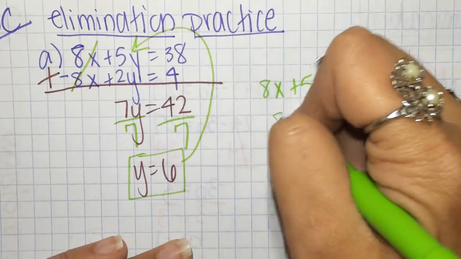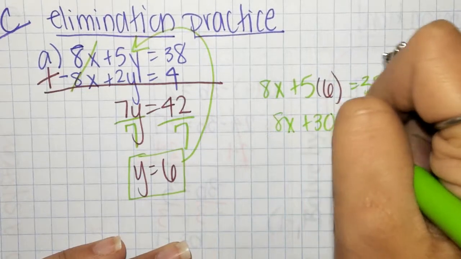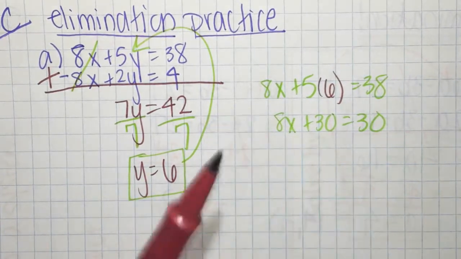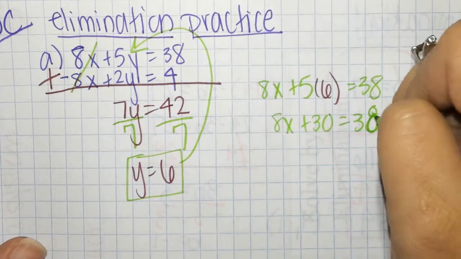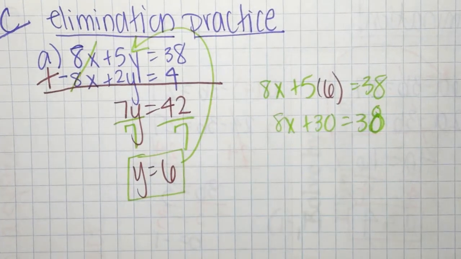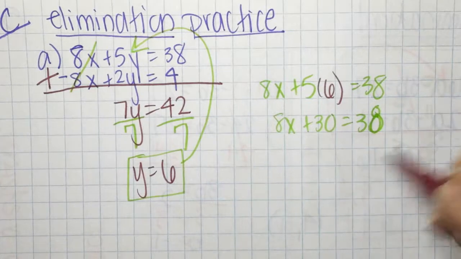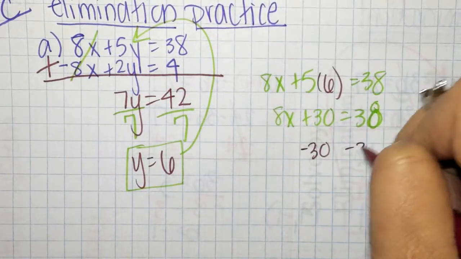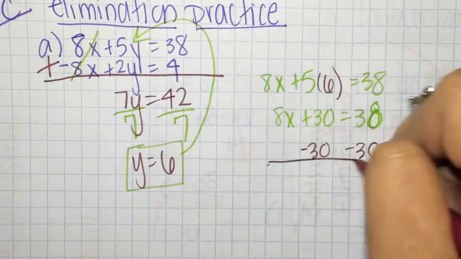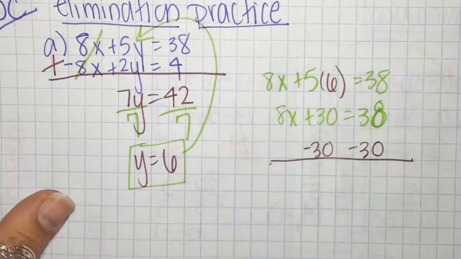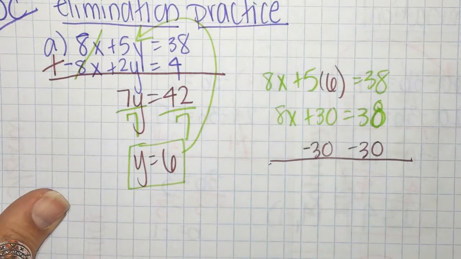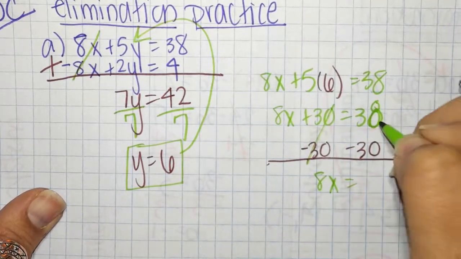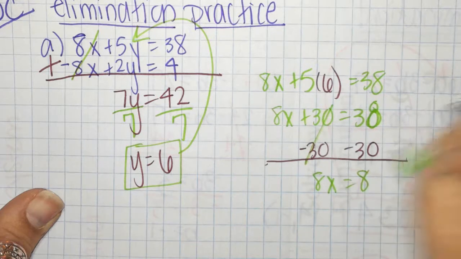5 times 6 is 30. So we have 8x plus 30 equals 38. Oh, I need to write an 8. I wrote a 0. Now, from here, do I add 30 or subtract 30? Subtract 30. Why do I subtract? You need the 8x by itself. Yes, I need the 8x by itself, and it's the opposite. Good. If you said either of those things, take a point. 38 minus 30 is 8.